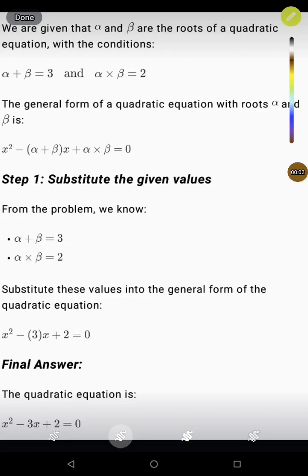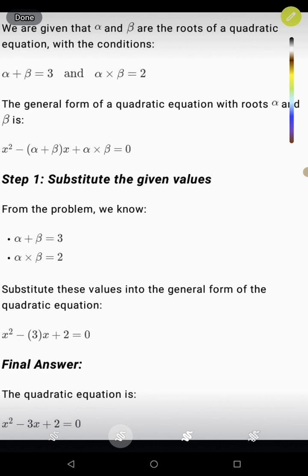Now the next one is for us to play with. They said given that alpha and beta are the roots of an equation. For us to have only alpha and beta as the roots of the equation, definitely it must have been what? A quadratic equation. How do I know? A quadratic equation has 2 roots, and with what they gave us here, we are having 2 roots. That's why I said it will definitely be a quadratic equation.